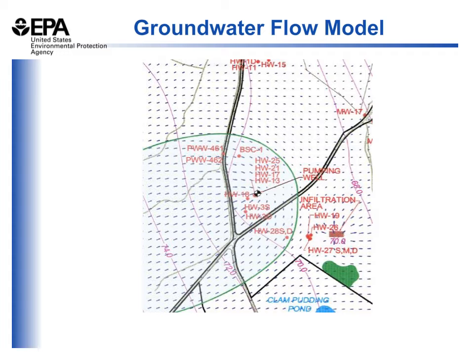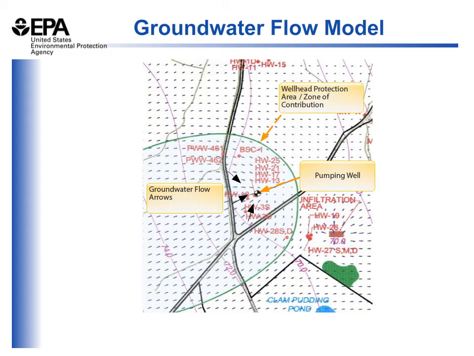We see the pumping well, or the water supply well, in the center of the map, and each of the small dashes on the map represent a groundwater flow arrow. The larger the arrow, the faster the water is flowing, and the arrow shows the direction in which the water is flowing. This is created by the computer model and can be superimposed on the land area to map the boundaries of the wellhead protection area, or the zone of contribution. And you can see that boundary with the solid line in an ellipse around the well.